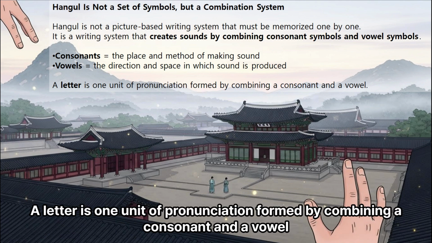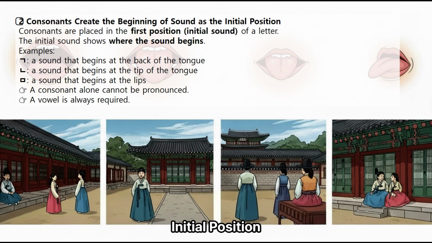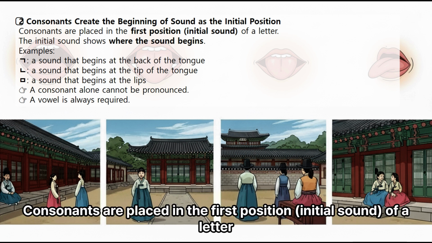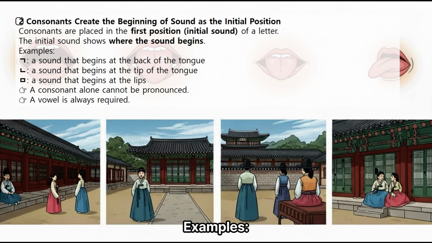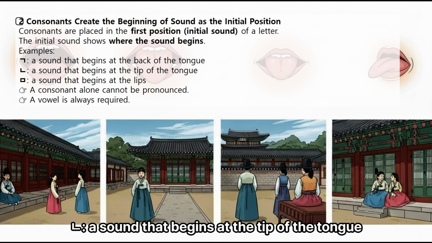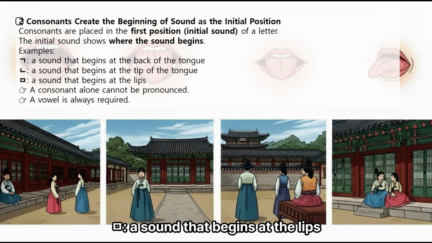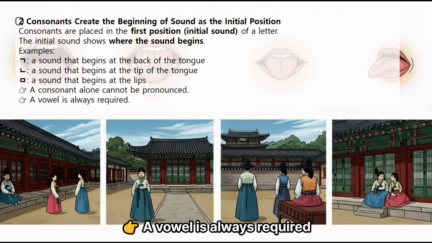A letter is one unit of pronunciation formed by combining a consonant and a vowel. Consonants create the beginning of sound as the initial position. Consonants are placed in the first position, the initial sound of a letter. The initial sound shows where the sound begins. Examples: G, a sound that begins at the back of the tongue. N, a sound that begins at the tip of the tongue. M, a sound that begins at the lips. A consonant alone cannot be pronounced. A vowel is always required.